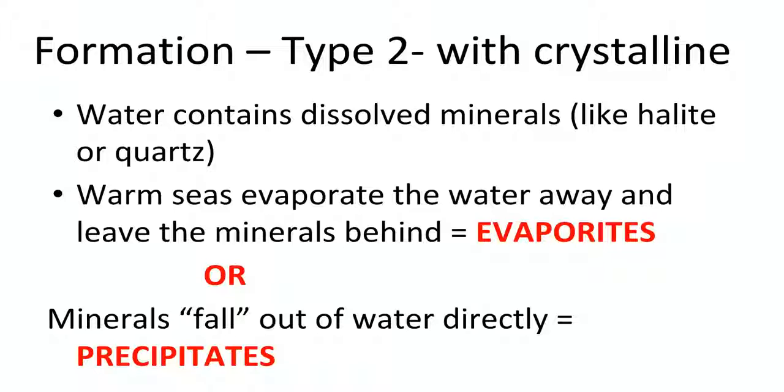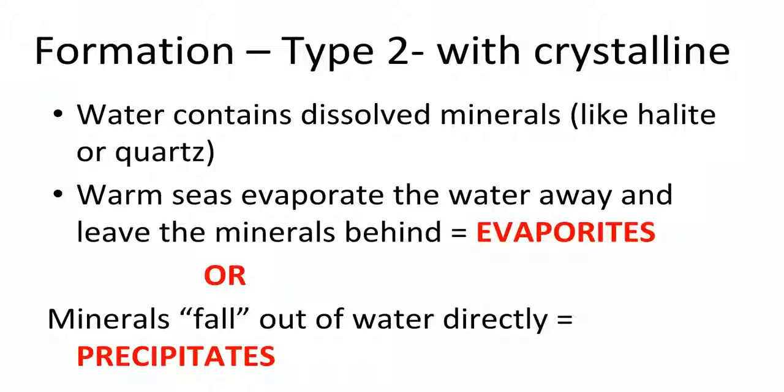And so the two types of sedimentary rocks formed this way are called evaporites, you see that word in red, and precipitates. You'll see that word also in red. Now the processes are just variations of those two words. So we would say that the water undergoes evaporation and it leaves the minerals behind. And so this happens typically with warm seas.